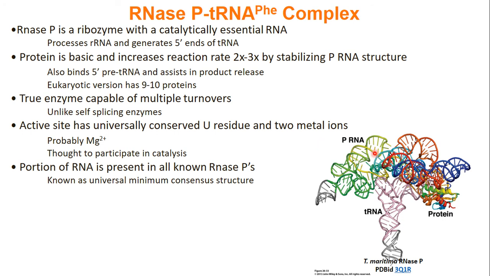And there's a minimum portion of RNA that is always in all of our known RNases, and it's known as the universal minimum consensus structure. The idea is whatever first pRNA was around probably had this minimum structure, and then over the eons it evolved to be more and more complex, but it still had this minimal structure that was required to do the catalytic event.